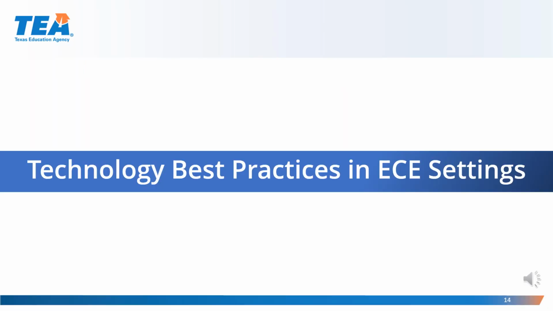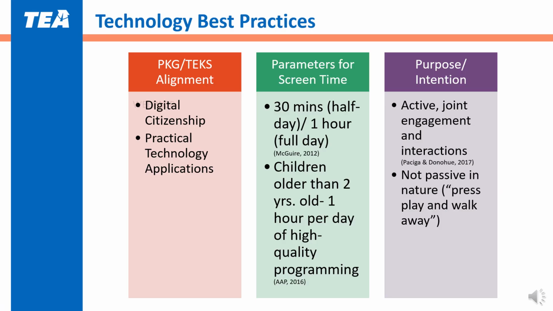Let's take a deeper look at technology best practices in early childhood education settings and how it aligns to best practices in early childhood outcomes. The purpose of using technology in the early childhood classroom is to support and provide alternative learning opportunities, a way to strengthen relationships, and ultimately prepare children for college and career readiness in the 21st century. What we have shared on our Technology Best Practices webpage includes the following: explicitly teaching digital citizenship and practical technology applications as set forth by the Texas Pre-Kindergarten Guidelines and Texas Essential Knowledge and Skills.